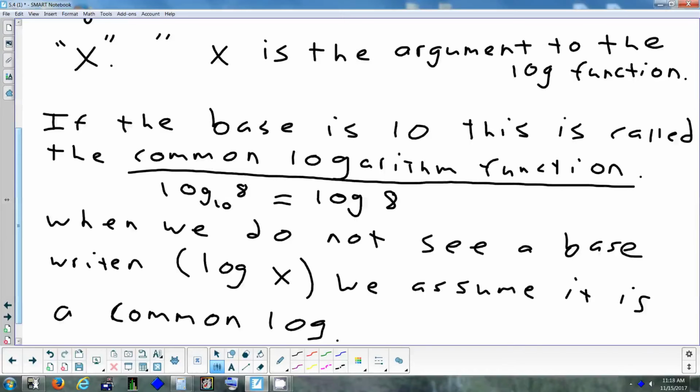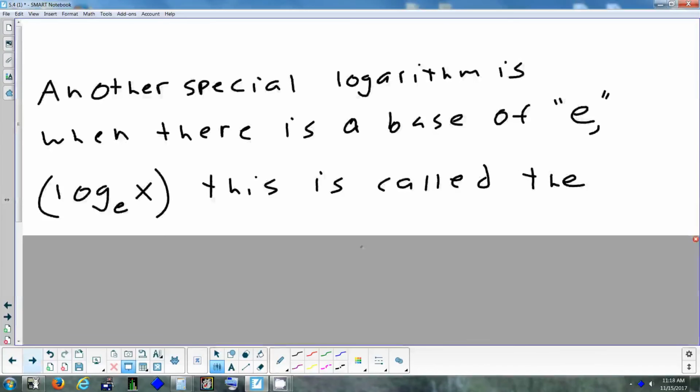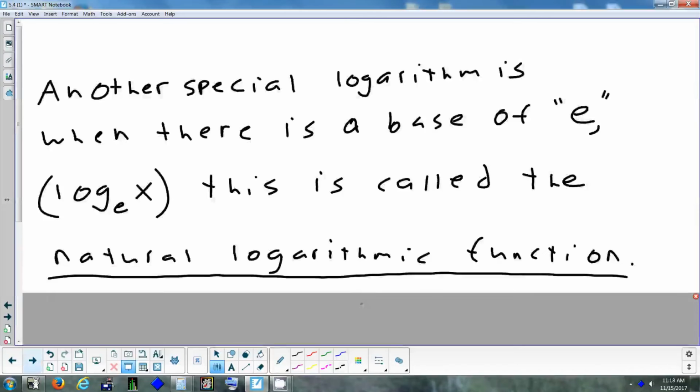Now the other special log has a base of e. That was that number I showed you yesterday, 2.718. And we did it in a couple homework problems. Does anybody remember what that log was called? Began with an N? Yeah? The natural log. So the only other log that has a special name is if the base is an e. And that's called the natural log. Natural log is the other logarithm that your calculator can do for you automatically by pressing one button.